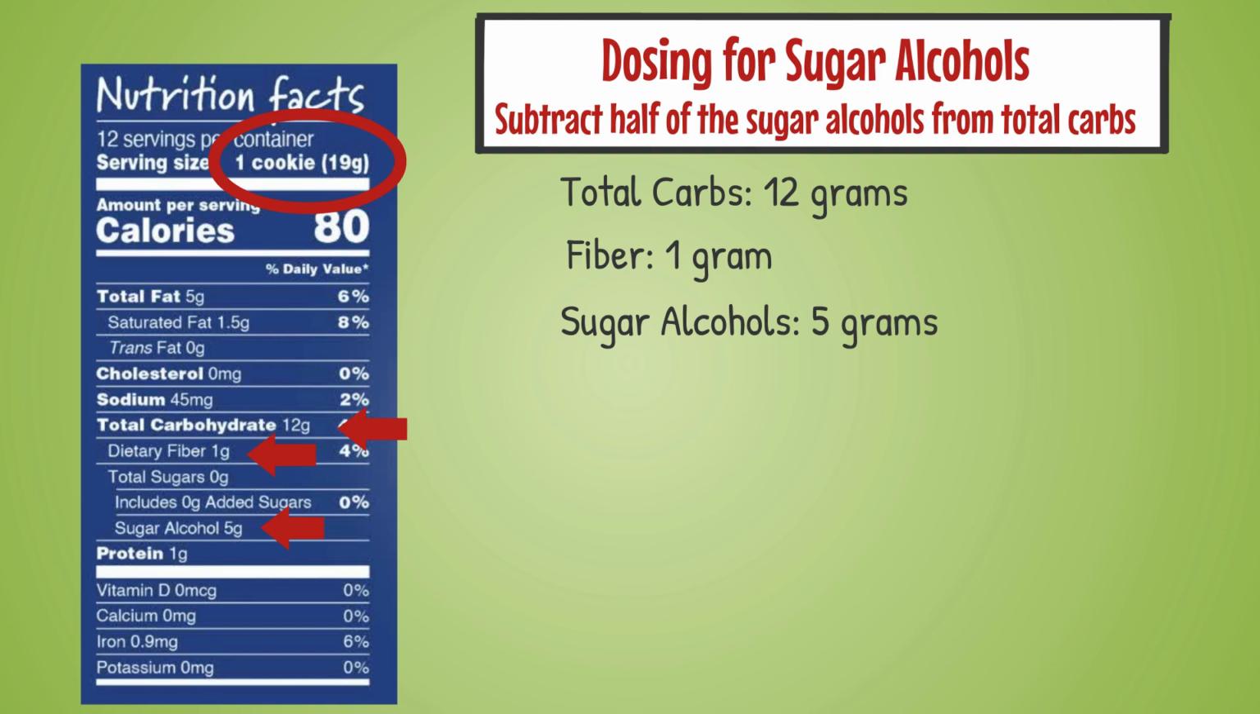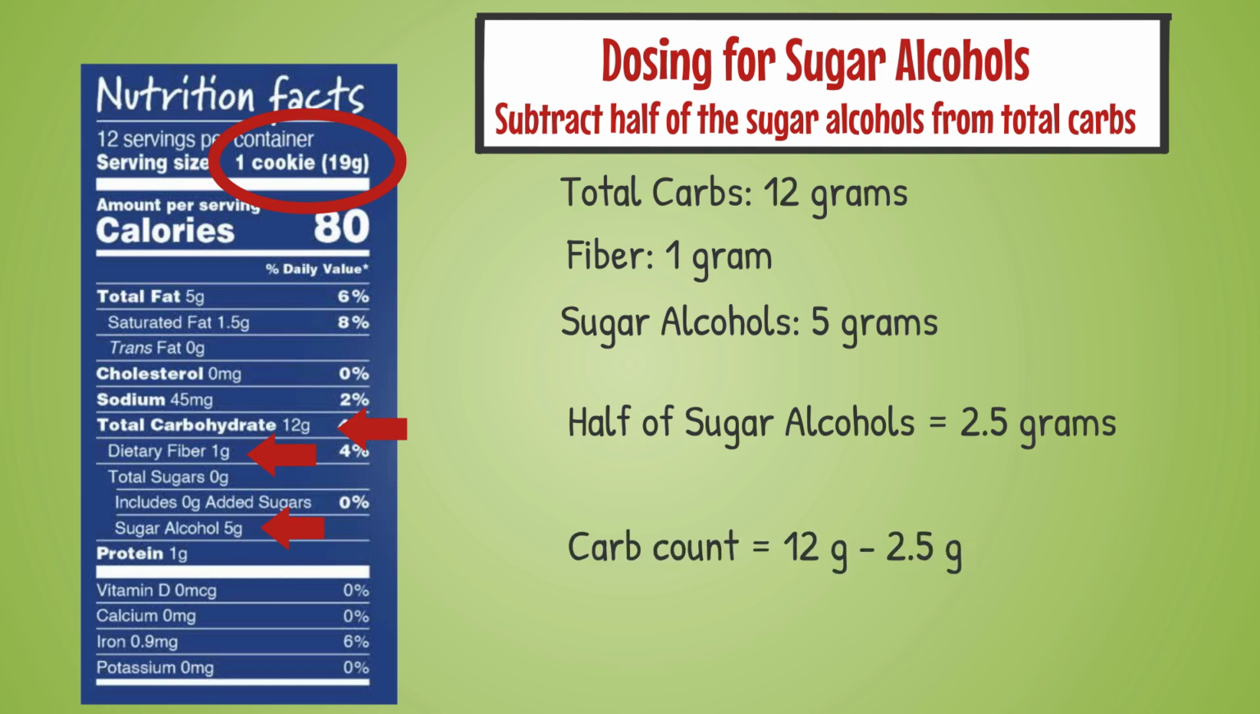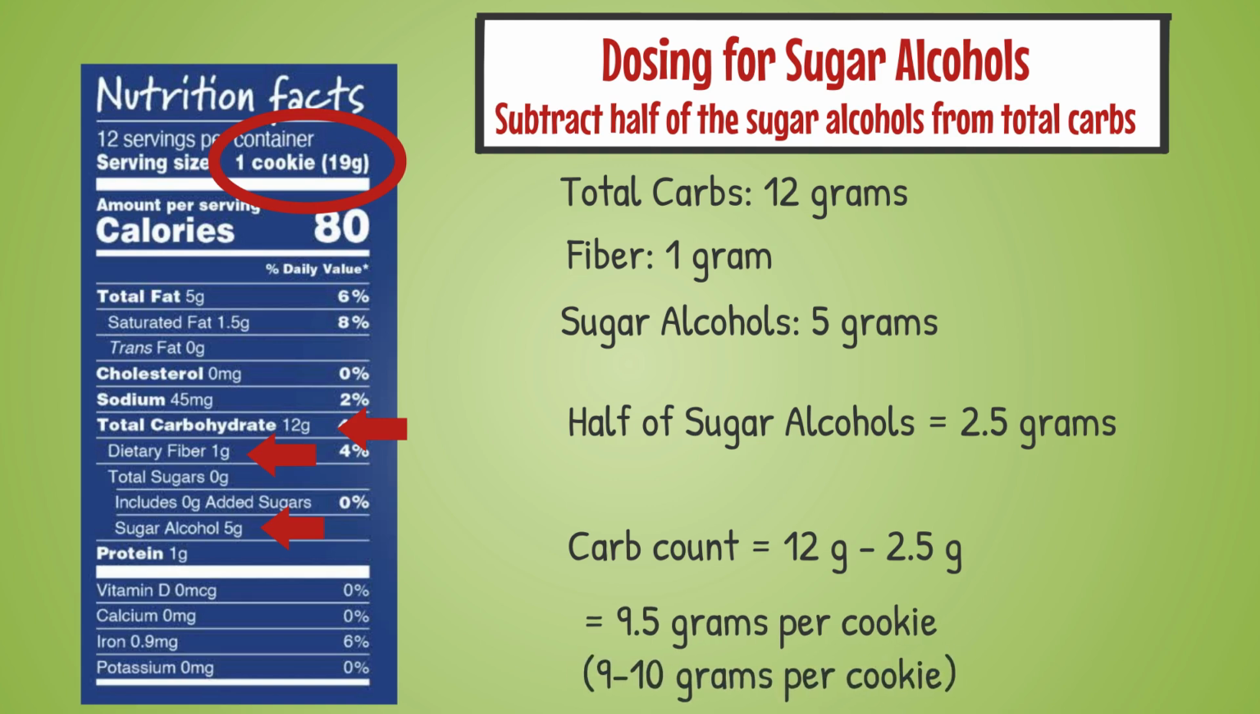Each cookie has 5 grams of sugar alcohols. Half of the sugar alcohols is 2.5 grams. If you take that away from the total carbs of 12 grams, you are left with 9.5 grams. That is what you use for carb counting. Again, you can round that up or down.